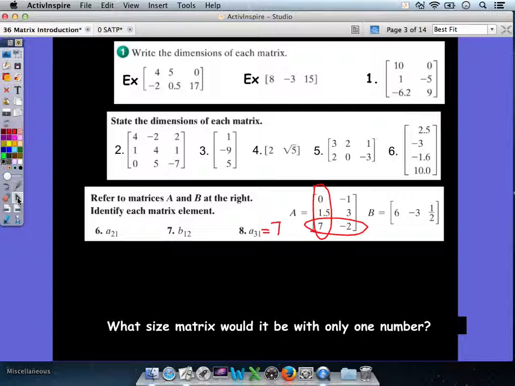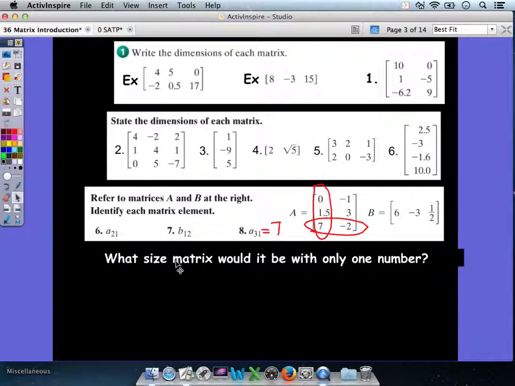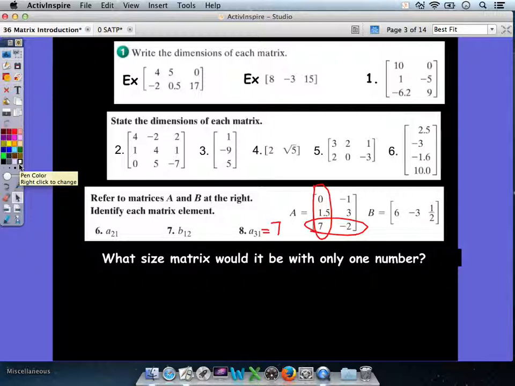Then I have a little question down here that just bears asking. What size matrix would it be with only 1 number? So if I had only 1 number, let's say negative 4, then this would be considered the dimensions, a 1 by 1, and because those are the same, a 1 by 1 square matrix. So from these flip charts, you should be able to recognize which element is being questioned and state the dimensions of the matrix.